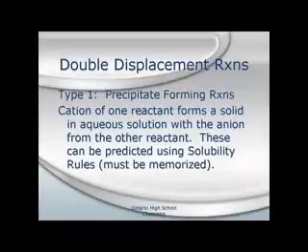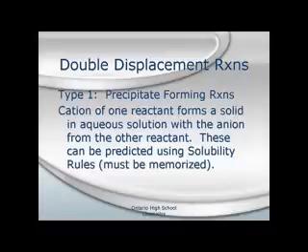Well, we're through predicting decomposition reactions, synthesis reactions, and single displacement reactions. So now we want to look at double displacement reactions. And we're actually going to look at three types here. The first type are double displacement reactions in which a precipitate forms. So in these, the cation of one reactant forms a solid in aqueous solution with the anion from the other reactant. And these can be predicted using solubility rules.